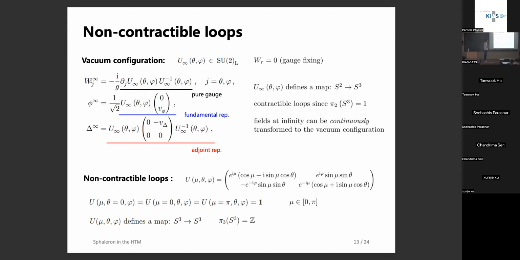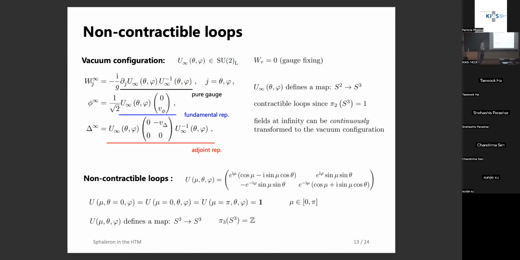Okay, so here the U_infinity, which has two arguments theta and phi, is a general unitary transformation guaranteeing the polar gauge, and it defines a map from S^2 to S^3. Because you have two arguments theta and phi, the space of arguments is S^2, and because it's the SU(2) unitary group, the value is from a space of S^3. So it defines a map from S^2 to S^3.